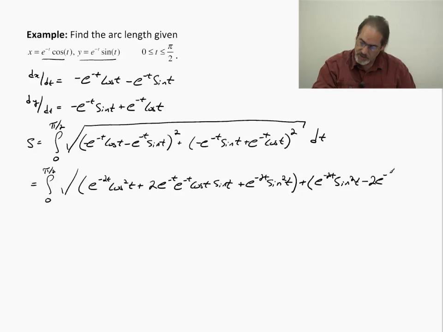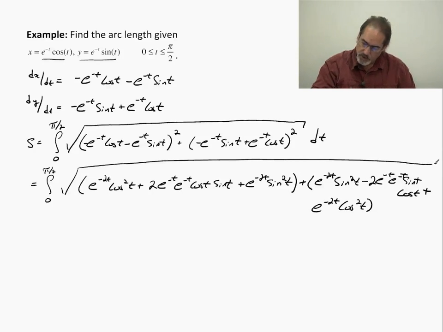2 times e to the negative t, sine t, so I'm going to slip this in here, cosine t, plus, sorry, I ran out of room, I have to come down here. This is going to be e to the negative 2t cosine squared t. I need a square root of all of that, of course, then dt.